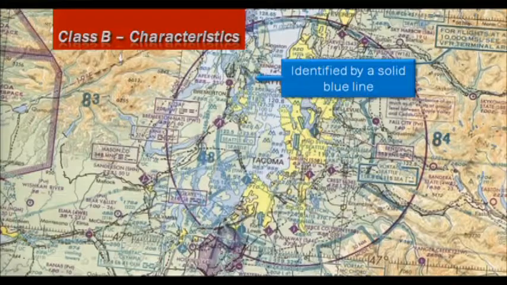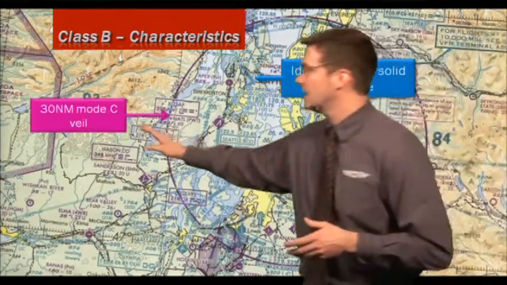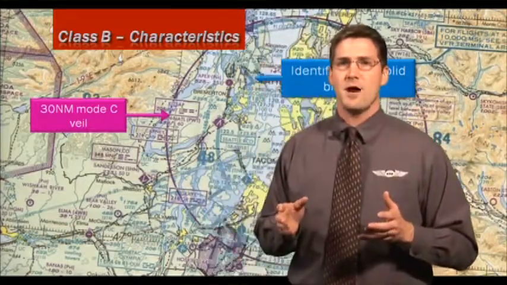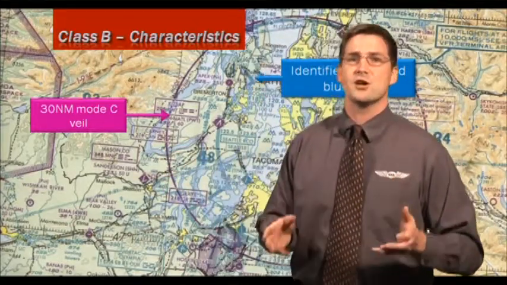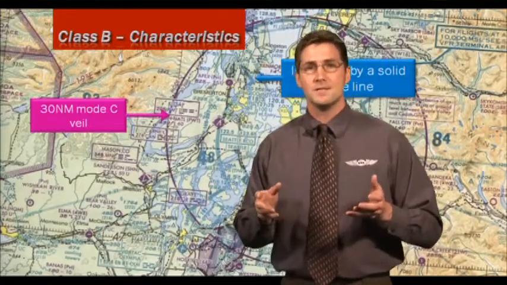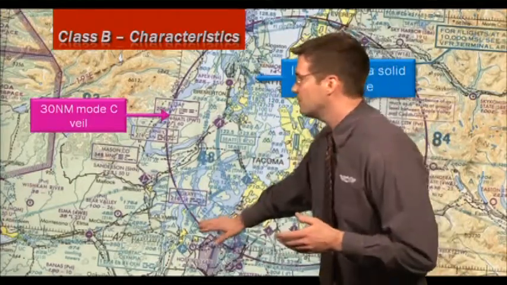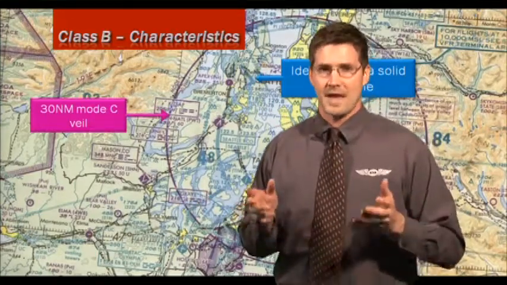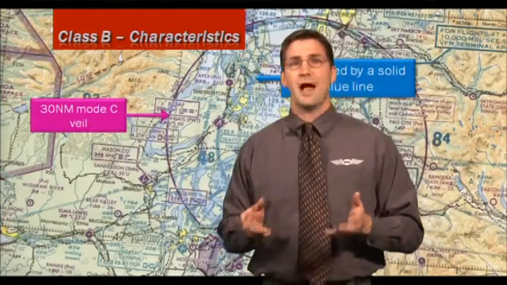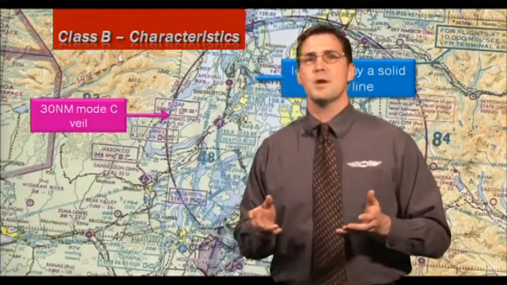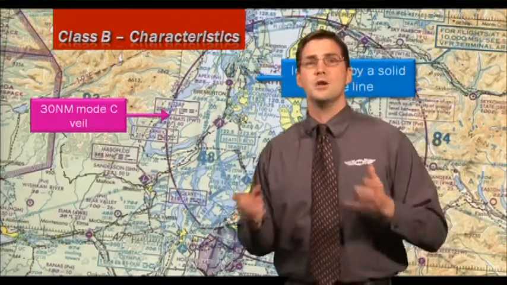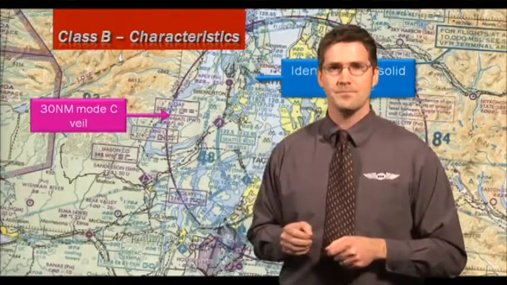Now, Class B airspace has another unique feature called the Mode C veil, which you see right here. The Mode C veil is a ring that extends 30 nautical miles from the primary airport at the center of the Class B airspace. The Mode C veil is marked by a solid magenta line and labels. Now, you must have a transponder with altitude reporting capability to fly within this ring, even when you remain below or above the Class B airspace, and even if you're not required to communicate with air traffic control.